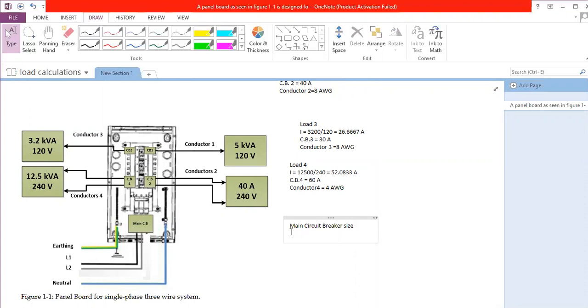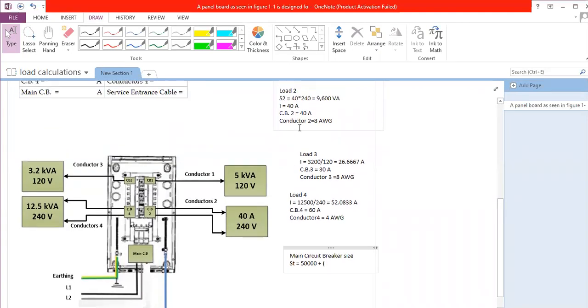Main circuit breaker size, we have to know that the circuit breaker doesn't look at each breaker alone. It looks at the whole load. So we have to calculate S total. S total in this case is equal to S1 plus S2 plus S3 plus S4, right? So it's going to be 5,000 volt ampere plus, open parentheses, for load number 2, it was 9,600.